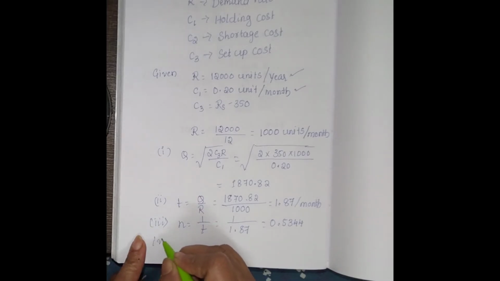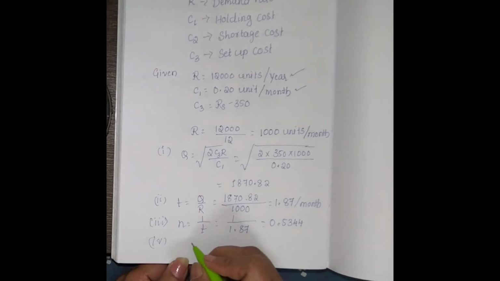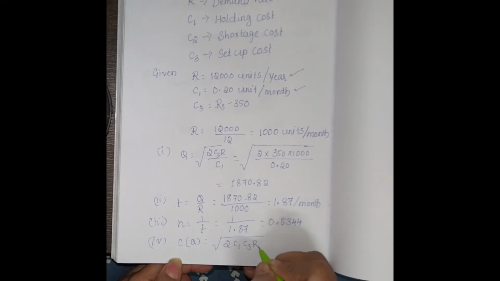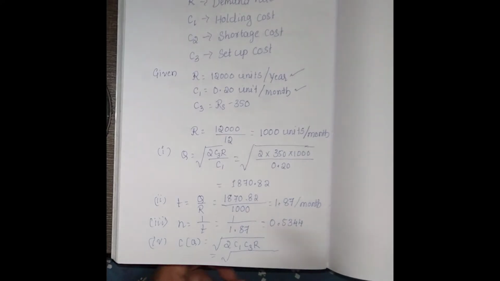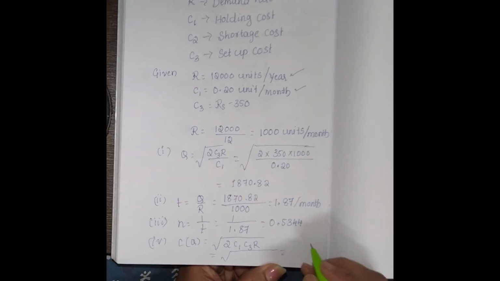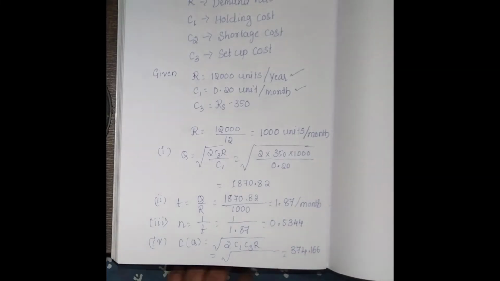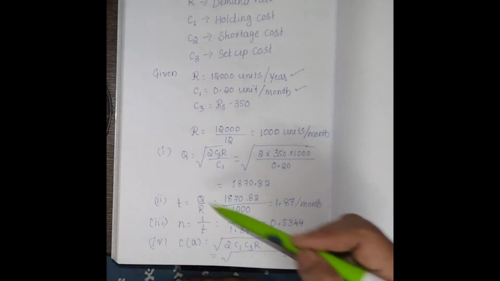Then the fourth one is C of Q. That is C of Q is equal to the square root of 2C1C3R. Then you substitute all the values in the formula. Then you get the answer as 374, multiplying and taking the square root, that is 374.166. This is one type of example.